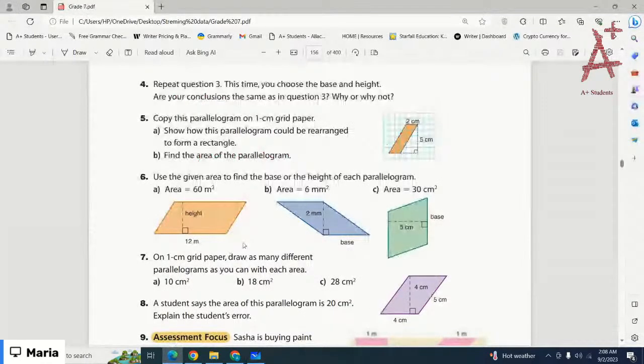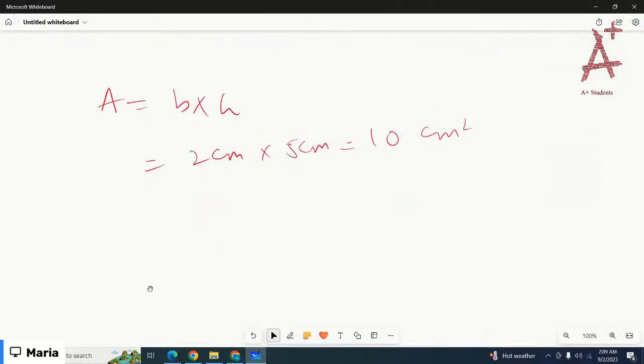The next one is question number 6. Use the given area to find the base or height of each parallelogram. So for the A part, you are given the area and the base of the parallelogram, right? You have to calculate the height of the parallelogram. So how do you calculate? Let's start with question number 6.